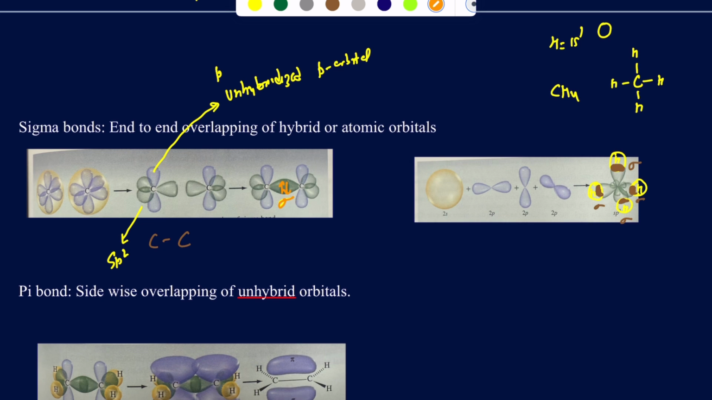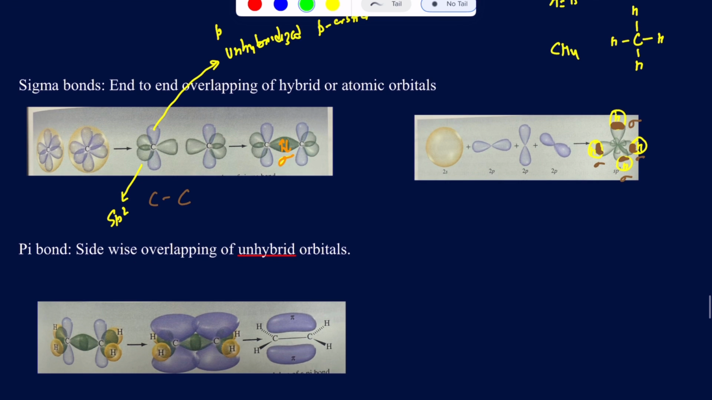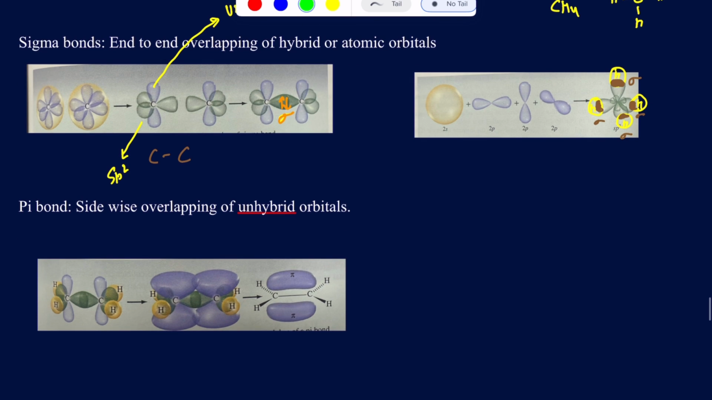You still have one electron on those carbons in the unhybridized p orbitals, but we're not making the sigma bond out of those. Remember, the sigma bonds are typically made from the hybrid orbitals, or from the atomic orbitals in the case of hydrogen atoms, when you don't really hybridize anything. Now, what happens with this unhybridized p orbital that is still carrying one electron on each of these carbons? That would do a sidewise overlapping and eventually make the pi bond.